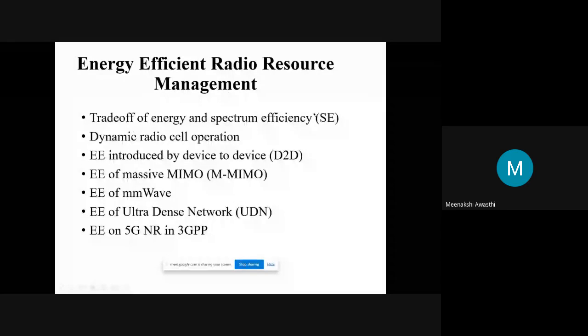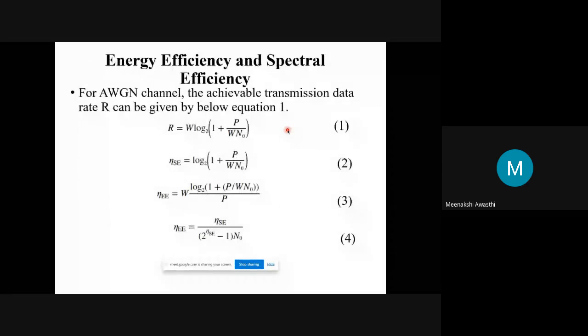energy efficient radio resource management. So the very first point that I want to mention here is the energy efficiency and the spectrum efficiency. This is very important to understand before going for the energy efficiency improvement. So we can see here, energy efficiency and the spectral efficiency.